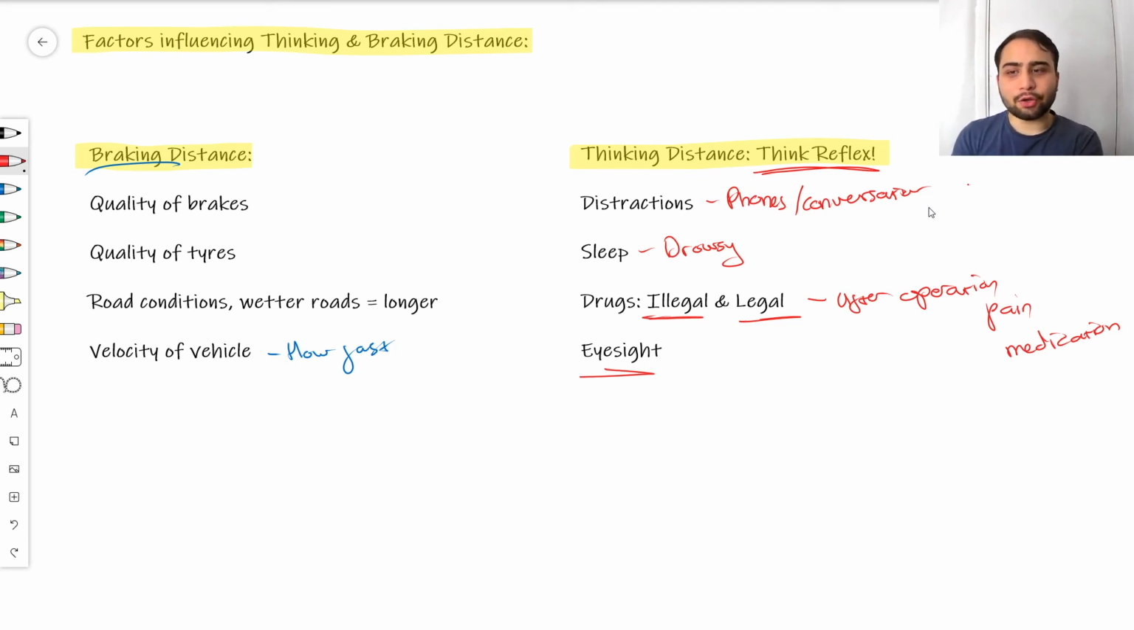Now, we know that the energy stored in a moving object is kinetic, right? So we can say EK, right? And the formula for kinetic energy is half mv squared. All right, so we have that.